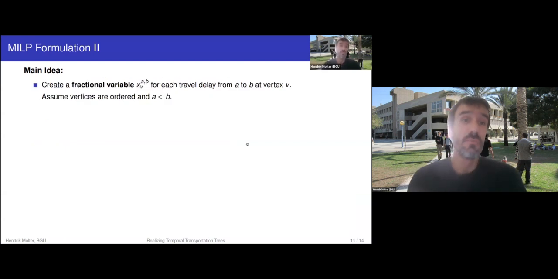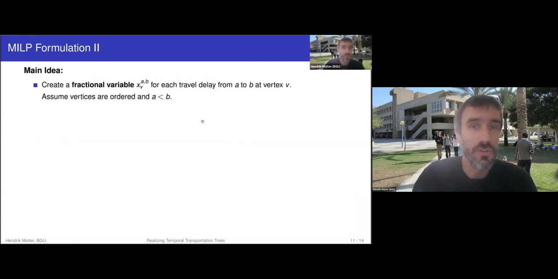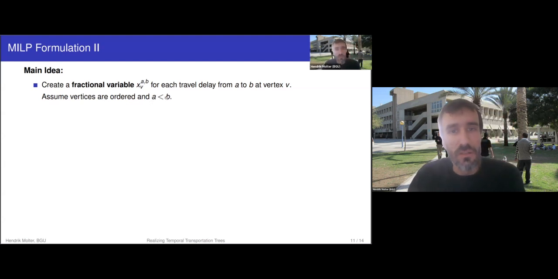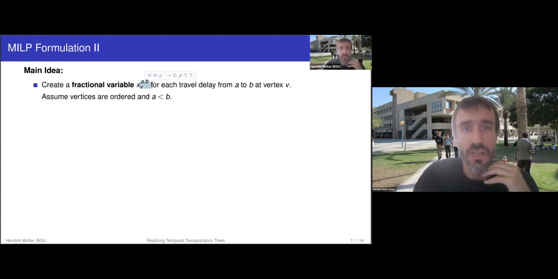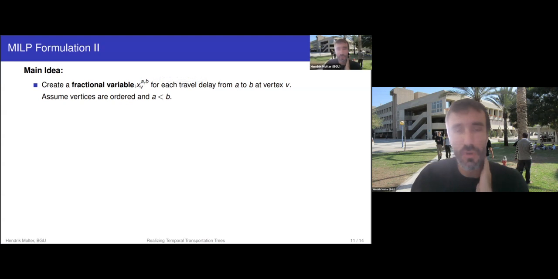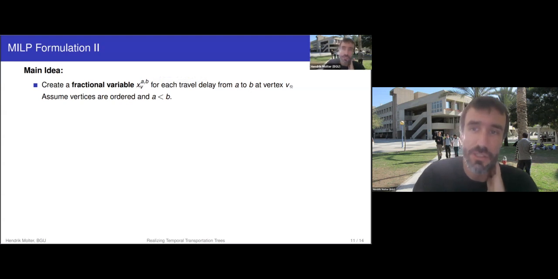So to be a little bit more formal, we create a fractional variable xVAB as the travel delay from A to B at vertex V. And we assume that the vertices are ordered in some arbitrary but fixed way. And then the first vertex here is always the first one in the ordering, and the second one the second one. And of course, we only create this if A and B are actually neighbors of V.